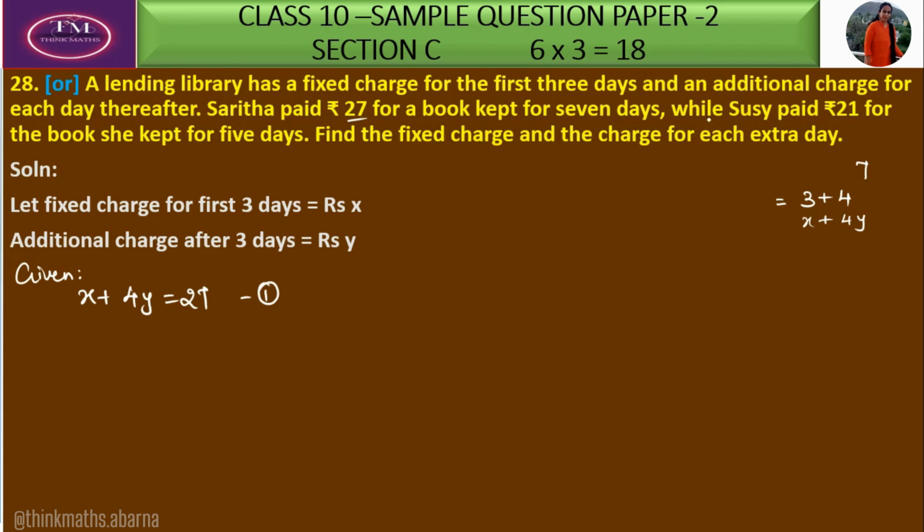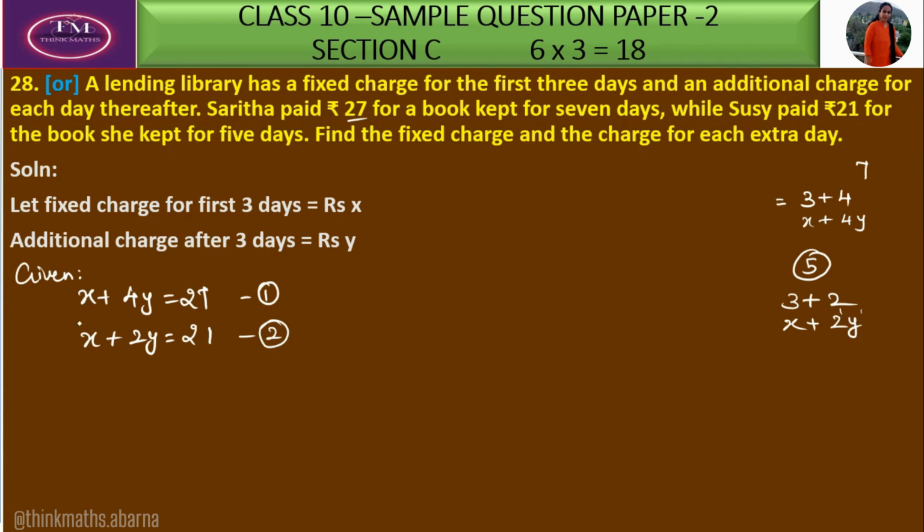What is the second equation? Susie paid 21 for the book she kept for 5 days. So 5 days should be split into 3 plus 2. Because for the total of 3 days, the charge is x. Then after that, we have 2 days, and for each day the additional charge is y. So for 2 days, it will be 2 into y. So it is x plus 2y, and the cost is 21. So this is the second equation.